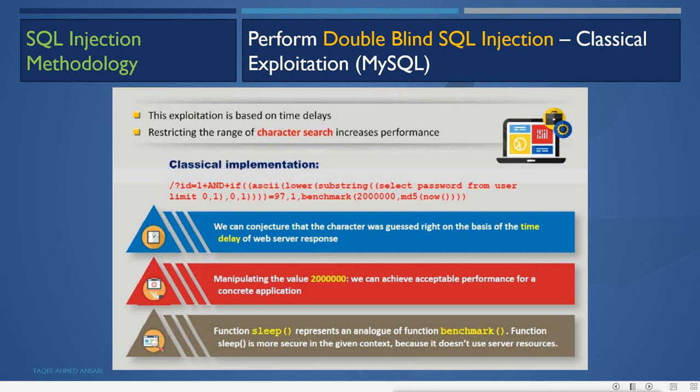Here it is adding ASCII, lower, substring, select password from user, limit. Here it is limiting the characters, and it is adding the benchmark here. So we can conjecture that the character was guessed right on the basis of the time delay of the web server response, and by manipulating the value we can achieve acceptable performance for a concurrent application. The function sleep represents an analog of the function benchmark. Function sleep is more secure in the given context because it doesn't use server resources.